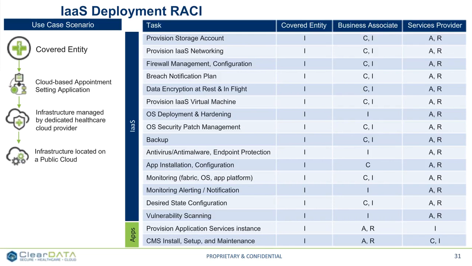So in this simple model, the managed services provider will be accountable and responsible for these types of activities: ensuring the backup, the application installation, the monitoring, and making sure that the vulnerability scans happen. If you look down at the bottom of that chart, however, you'll see the little apps vertical rectangle, where you see provision the application and the services instance, and the CMS install, setup, and maintenance. Maybe the business associate that manages that application is responsible and accountable for those types of activities.